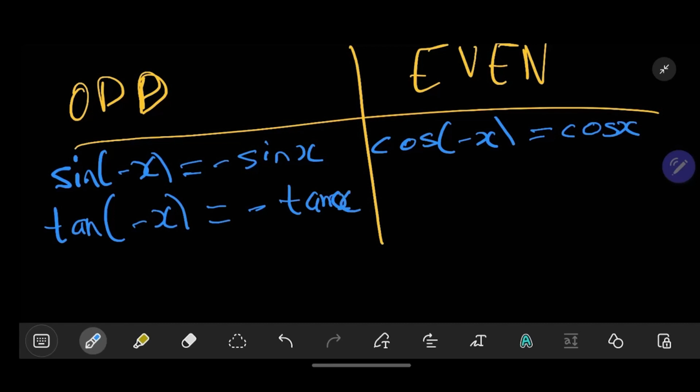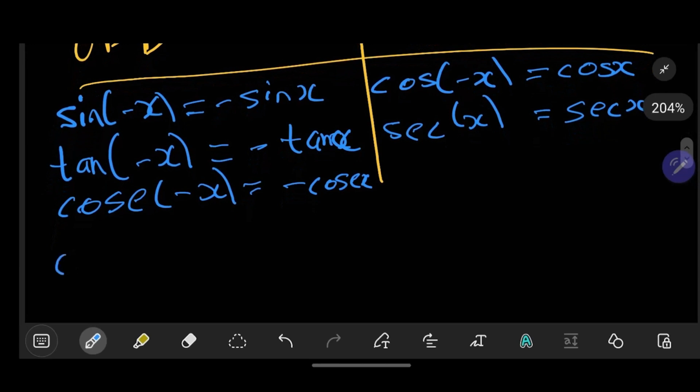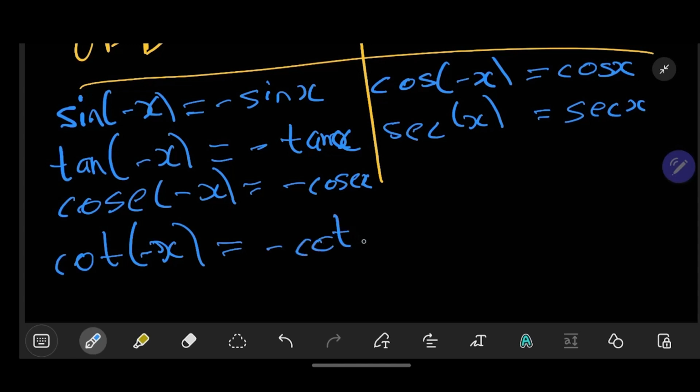Okay, on the other hand, we can look at sec. Sec of negative x is sec of x. What about cosec? Cosec is the inverse, so we're going to say cosec of negative x is equal to minus cosec x. And then the last one I want you to remember is cot. So cot of negative x is equal to minus cot of x.